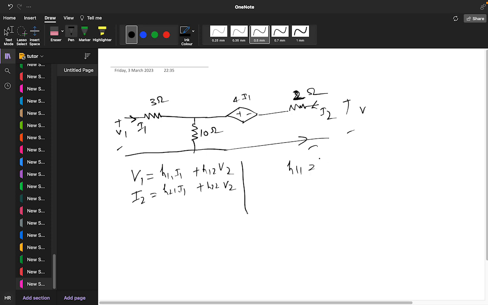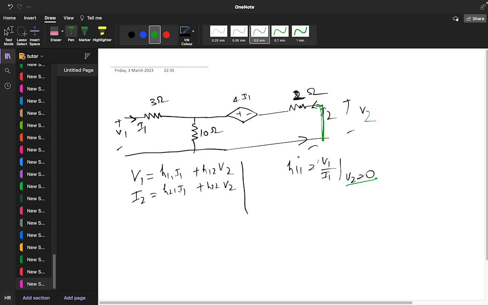Okay, we know what is H11. H11 is V1 by I1, with V2 equal to 0. So apply the condition and get the result. If you apply the condition V2 equal to 0, you will make it a short circuit, right? Is it correct? You need to find the value of V1 upon I1. Am I right?